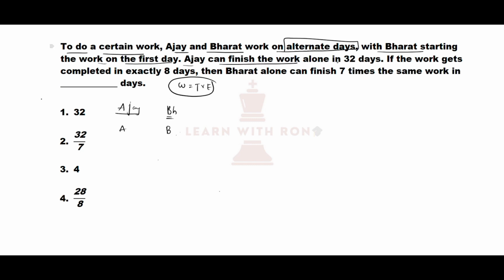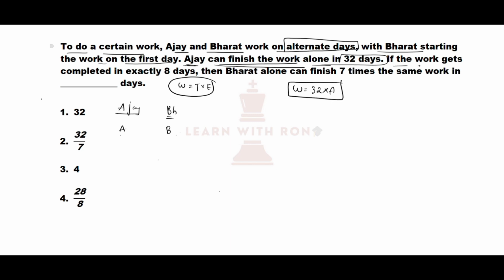Ajay can finish the work in 32 days. What is the meaning of the sentence, Ajay can finish the work in 32 days? It means work is equal to time. How much? 32 days. And who completed? Ajay, whose efficiency is A. So 32A is the work here.